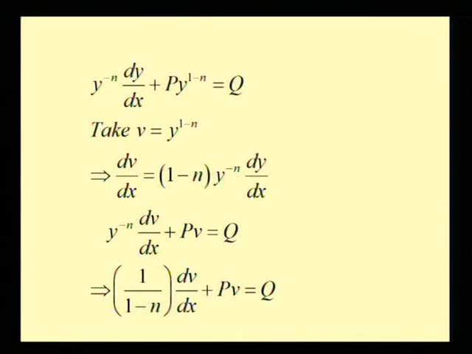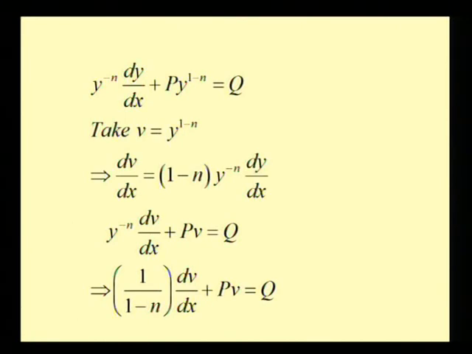v is equal to y raised to 1 minus n. Therefore, dv by dx is equal to 1 minus n into y raised to minus n dy by dx, and that will give you y raised to minus n dy by dx. The value of this we get is y raised to minus n dy by dx equal to 1 upon 1 minus n dv by dx.